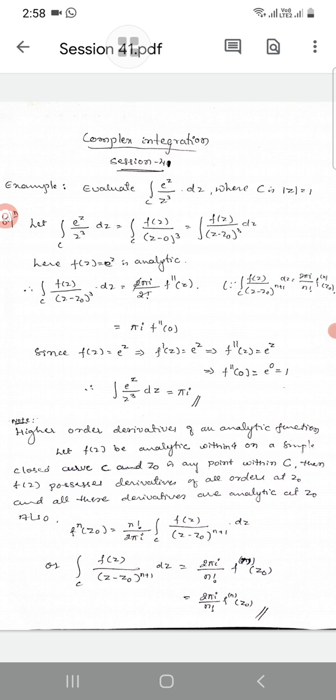We know that f(z) is e to the power z, which implies f dash of z is also e to the power z, and f double dash is also e to the power z. But z is z0, which is equal to 0, so e to the power 0 is equal to 1. Therefore, the integral over C of e to the power z divided by z cube, dz, is equal to pi i.